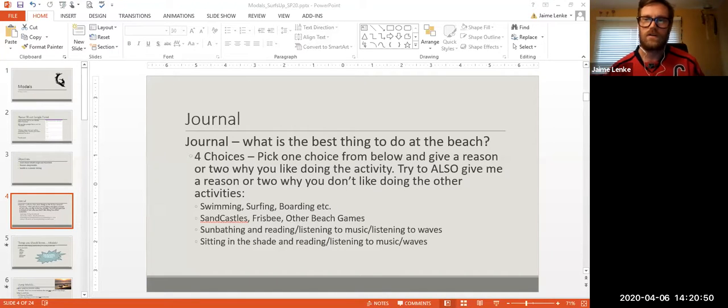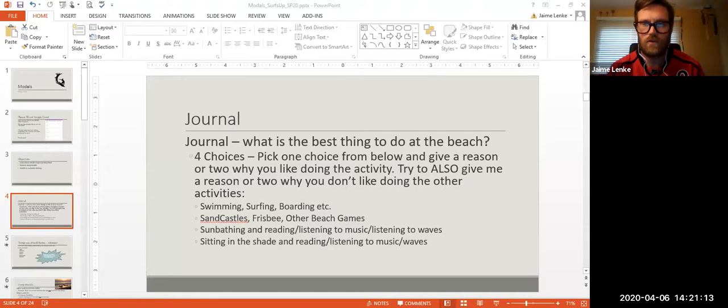Or if we don't want to get a sunburn or have the sun on our skin, we can sit in the shade or under an umbrella. So there are two active things you can do, one in the water or one on the sand, or you can relax on the beach. What do you like doing at the beach? Choose one of these or one of your own, and try to give a reason or two why you would do the activity.